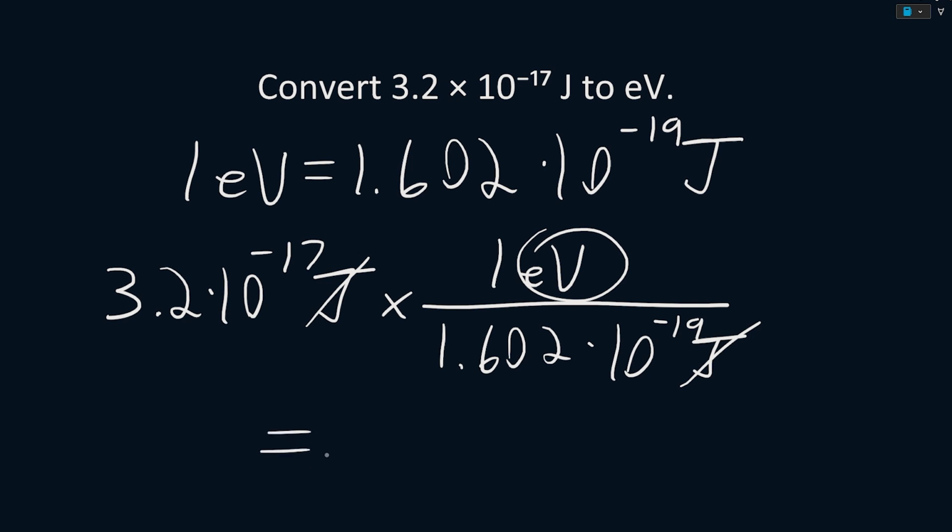Solving this, we get that 3.2 times 10 to the negative 17 joules is equivalent to 199.75 electron volts.